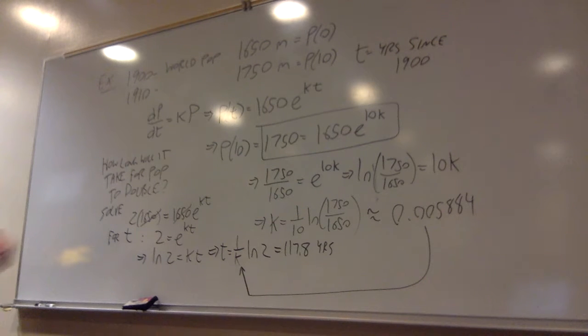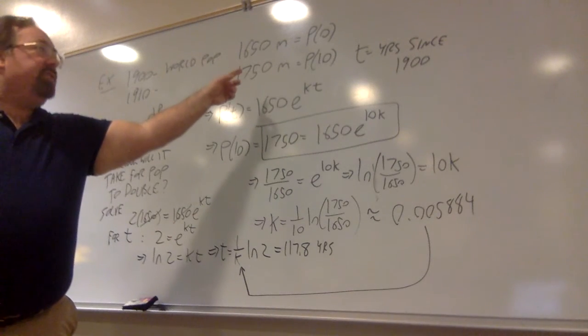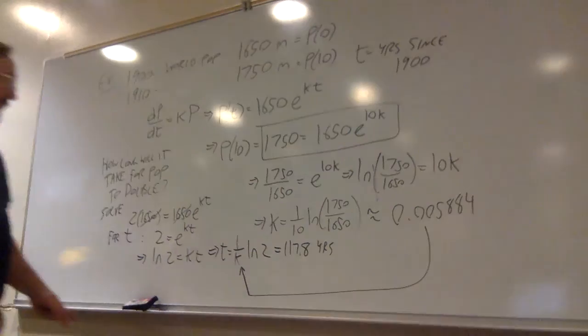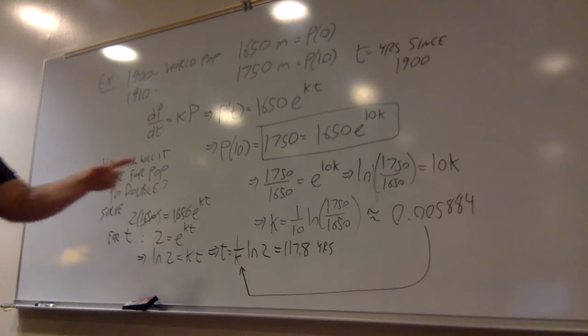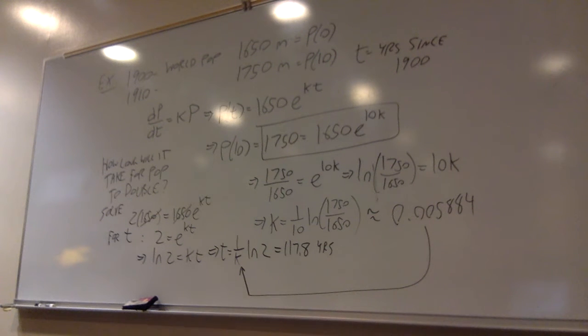Okay, but here's how you can use information you're given about the solution. If you're given a solution at 2 points, you can get the value of k, and then once you have k, you can answer other things like how long does it take for this to happen, or what time will this happen, things like that. So questions about solving for k, solving for t. These are the kind of things that come up in the homework for this section.